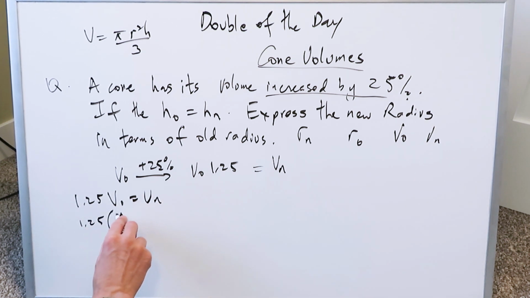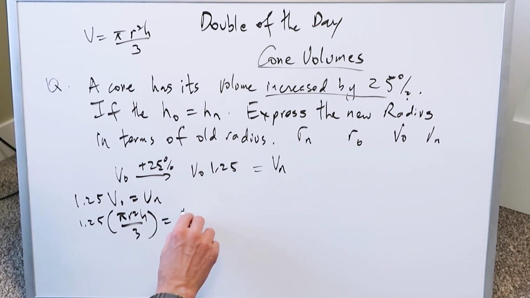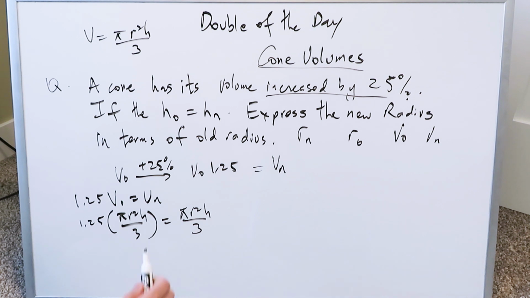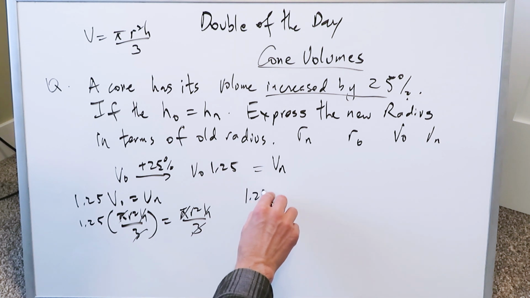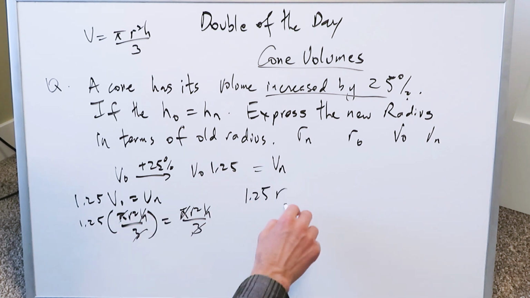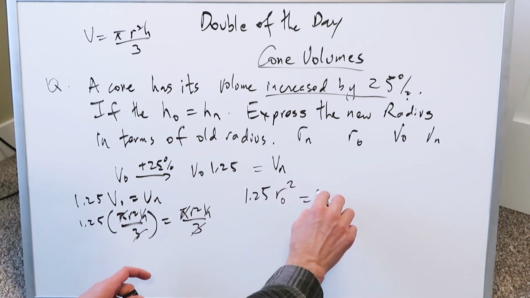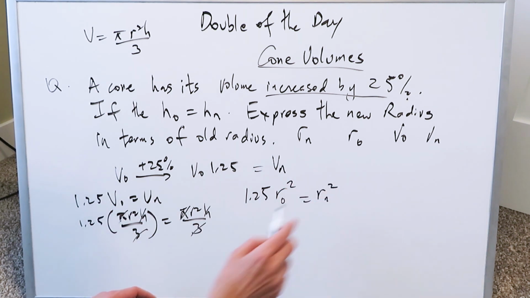1.25 times pi r squared h over 3, which is my original volume, is equal to pi r squared h over 3 for the new volume. If you know that the original height is equal to the new height, you can literally cancel them out, because they're going to cancel out anyways. What can cancel out are the 3's because they're same on both sides. The pi can cancel out on both sides because they're the same. The only thing you're left with is 1.25 times the original radius squared, which is equal to the new radius squared.